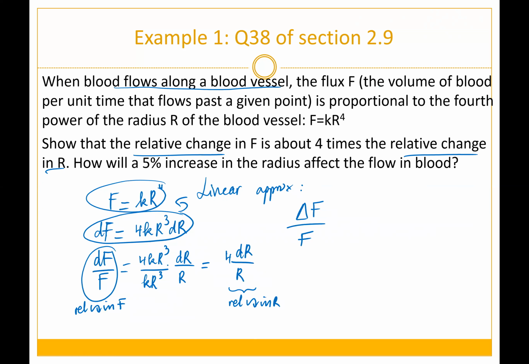Now, how will a 5% increase in radius affect the flow of blood? When dr over R is equal to 5%, then dF over F is approximately 20%. Everything here is estimation, but we're using the basis of linear approximation to estimate the relative change in F when the radius is increased by 5%.